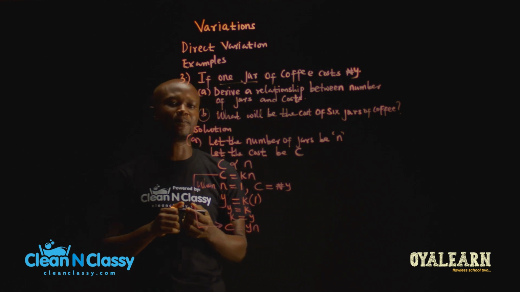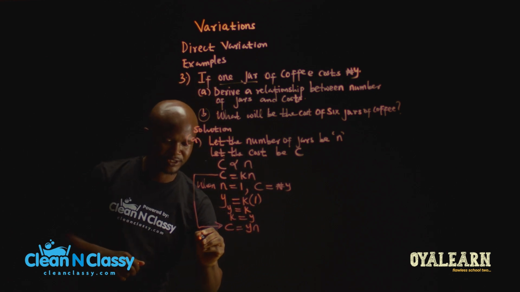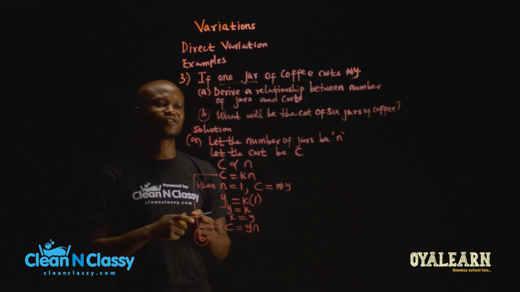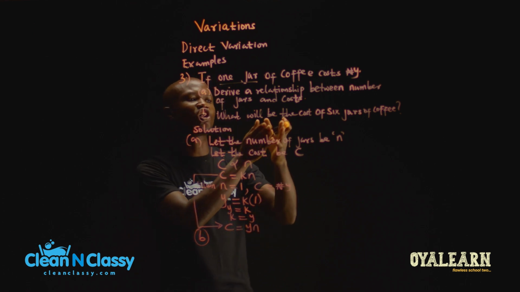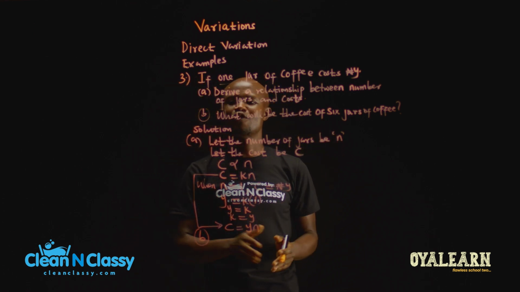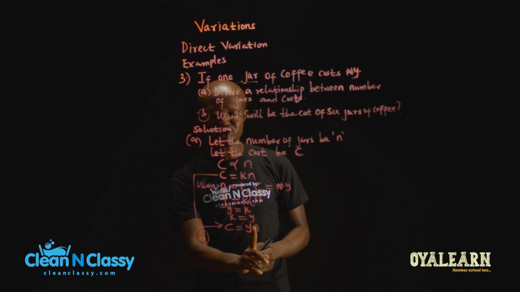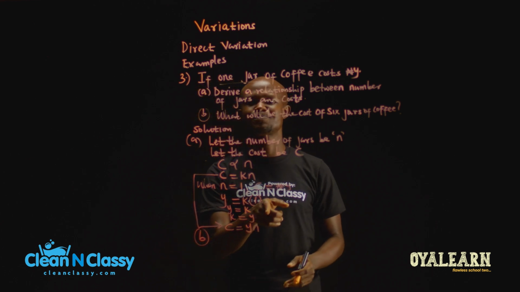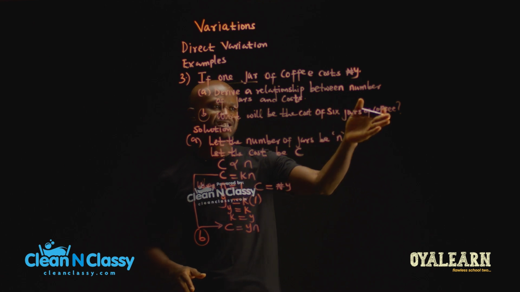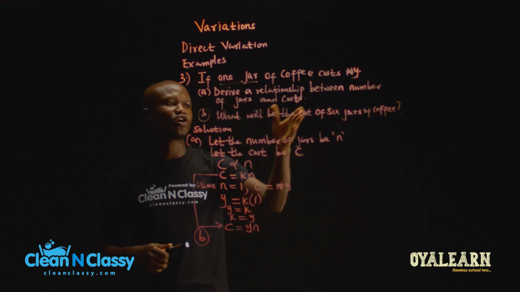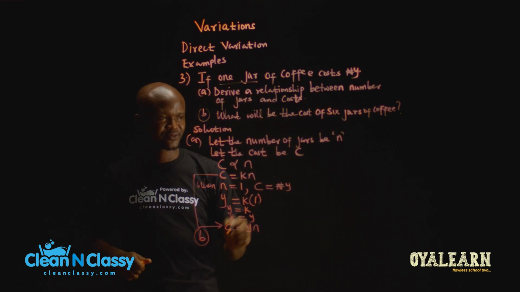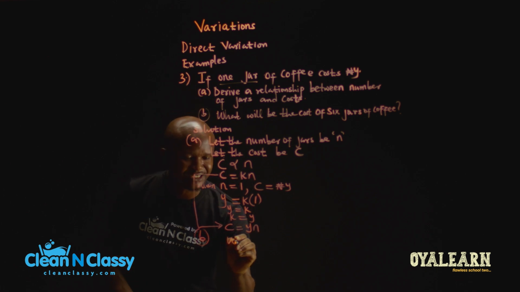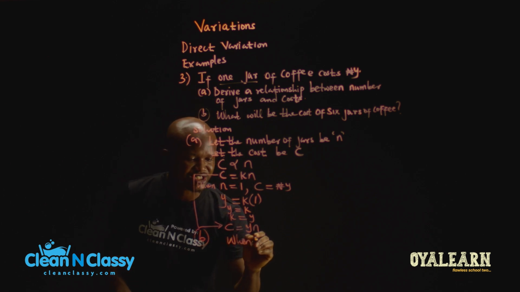Now let's look at the second part of the question. B. The second part of the question, what will be the cost of 6 jars of coffee? Now we are going to use the solution to the first part of the question to solve the second one. Now I want to know the cost of 6 jars of coffee. So that is when n equals 6.